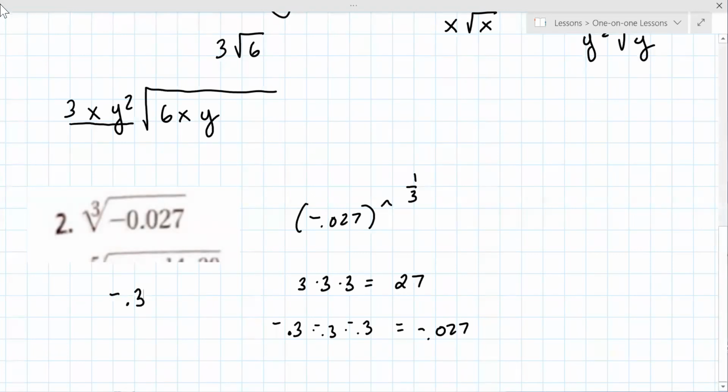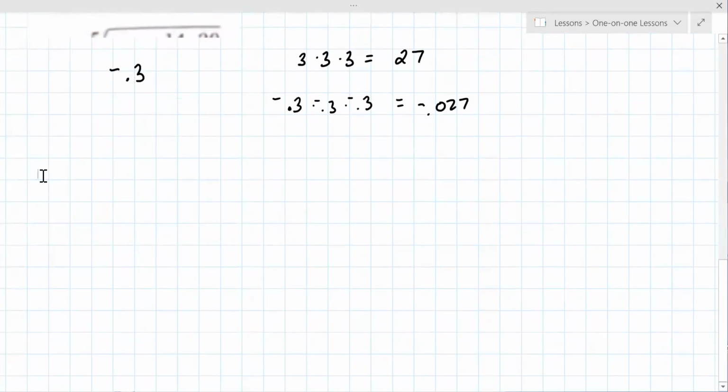Okay, continuing down the list here. All right, so we have number 3 is the fifth root of negative 64 x to the 14th y to the 20th. Okay, so this is where there's a little bit more that's involved here.